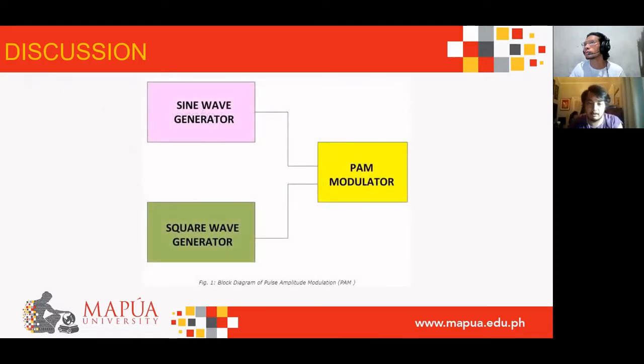So this is the block diagram for our pulse amplitude modulation. For the top part is the sine wave generator. Its output is going to the input for the PAM modulator, then the square wave generator at the bottom. Its output also goes into the input for the PAM modulator.